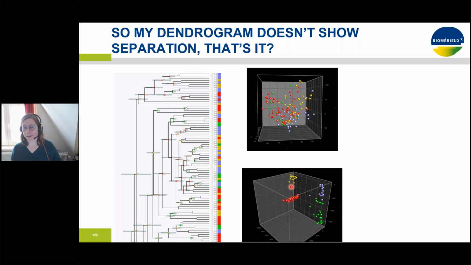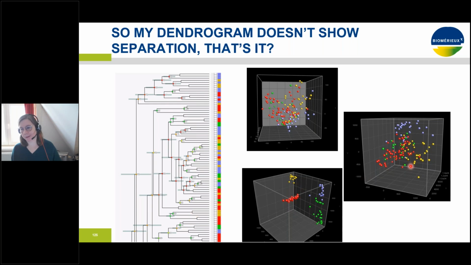Then you sometimes see this, if you're very, very lucky. So here you see that there's a very good separation of the groups. The green and the blue are still a bit closer together, but still everything is quite far apart and well separated. But most of the time you have something like this.